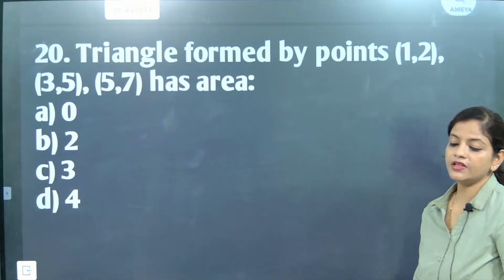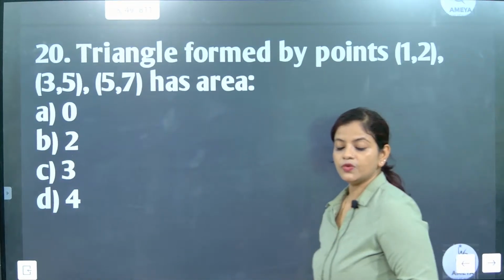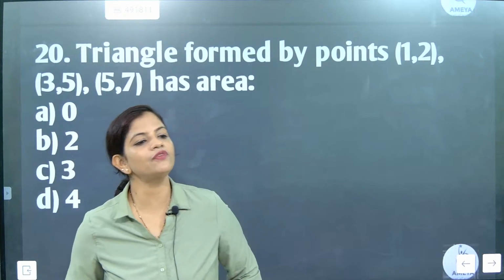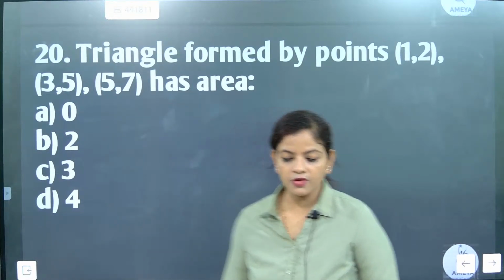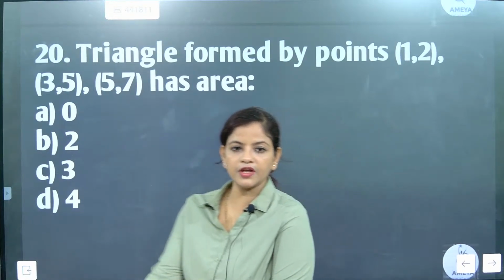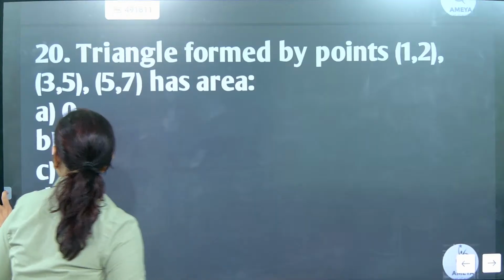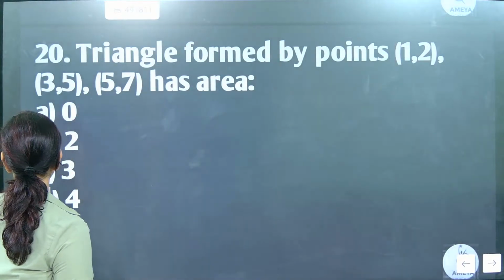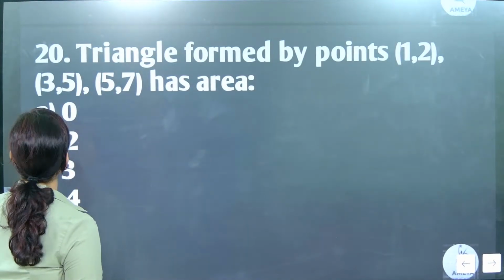Triangle formed by the point has area. So first we need to understand what type of triangle it is, and then we will be finding its area. Come on, start solving the question fast. Don't waste your time. Start solving because these are solvable questions. We need to solve it.